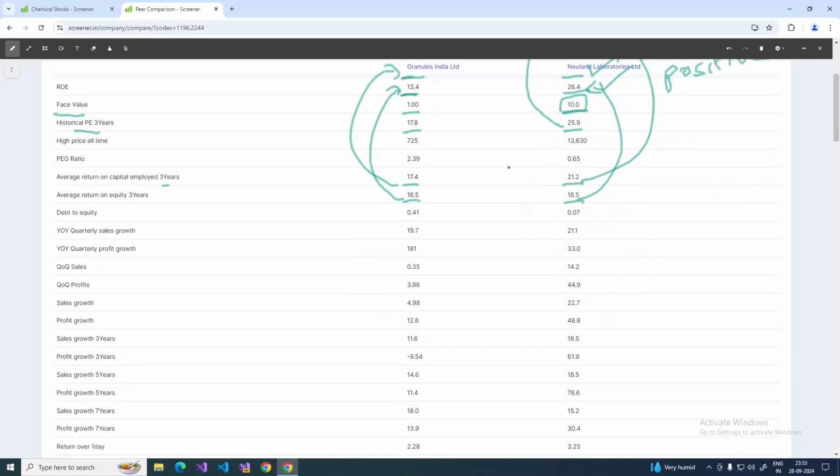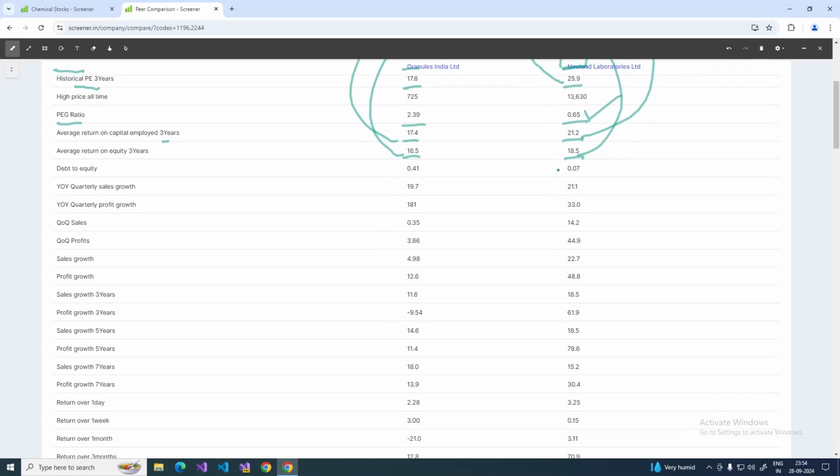So next one is PEG ratio. Granules is 2.39 and Neuland Laboratories is 0.65. Here Neuland Laboratories PEG is 0.65. That means this is cheaper. Neuland Laboratories is cheaper. This is a positive point.